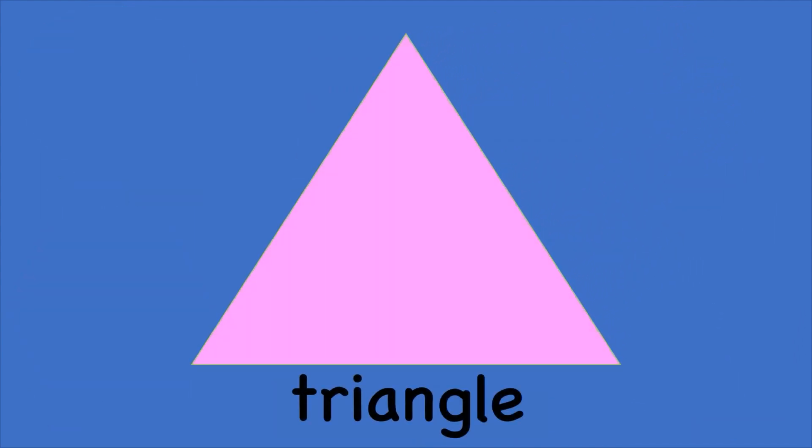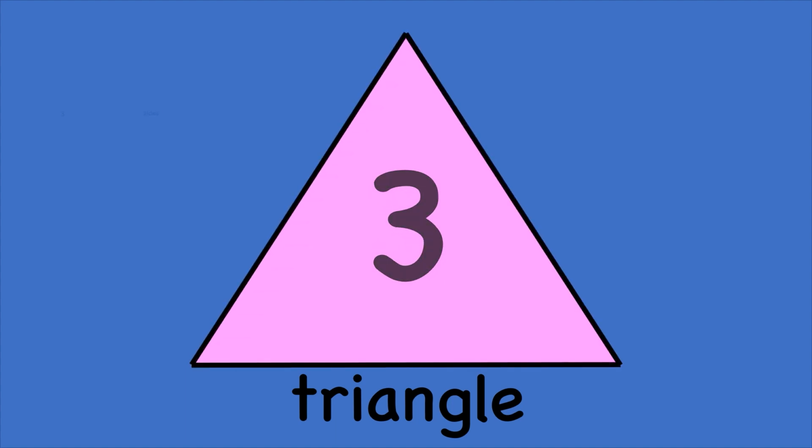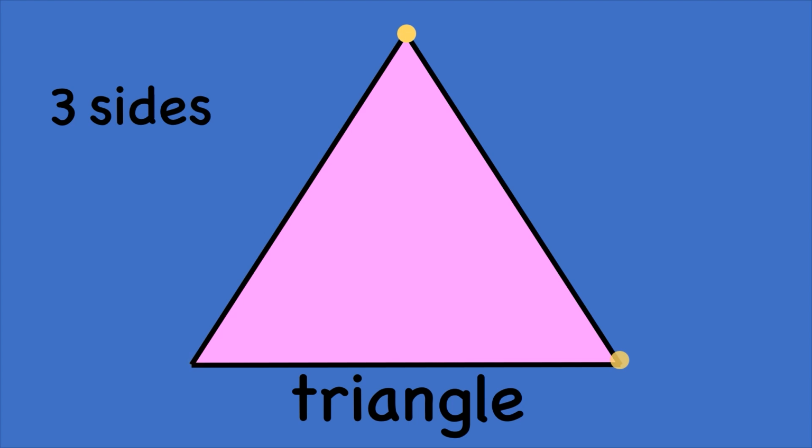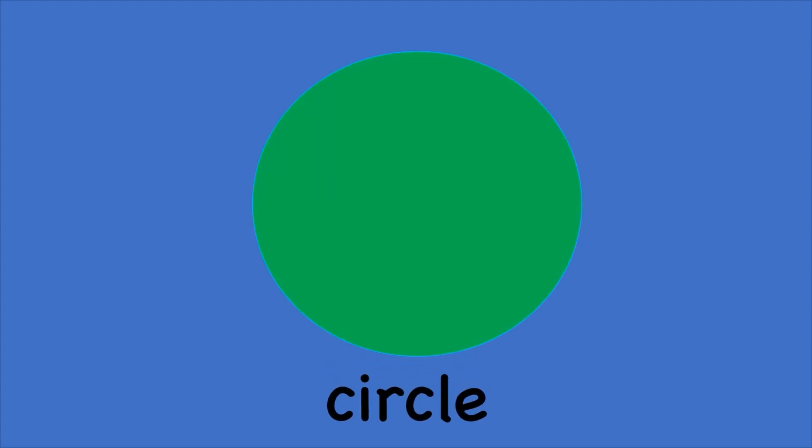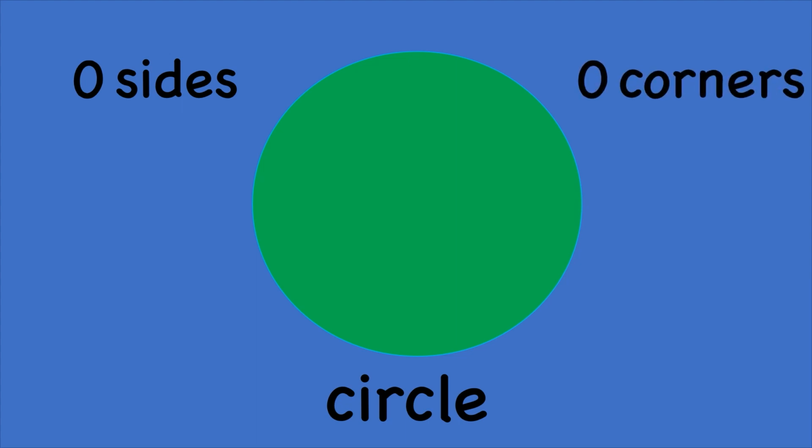Triangle. It has 1, 2, 3 sides and 3 corners. Triangle. Circle. Circle has 0 sides and 0 corners. It means no sides and no corners.